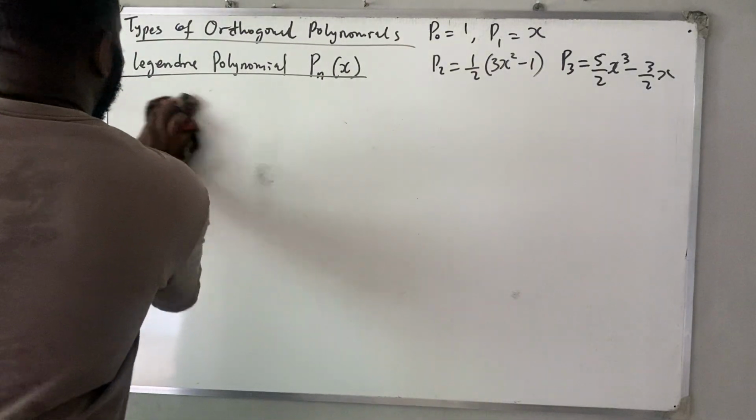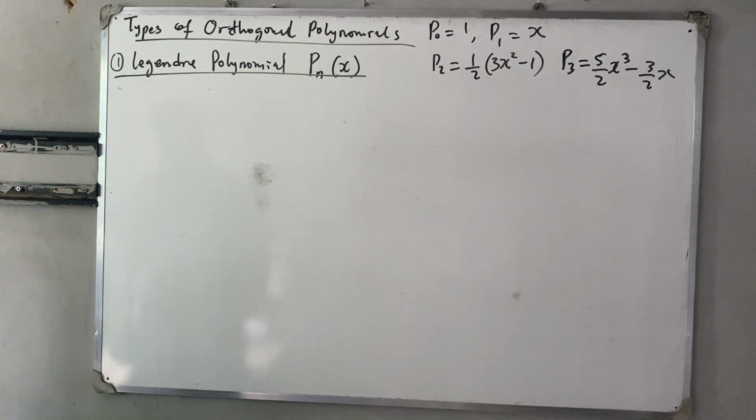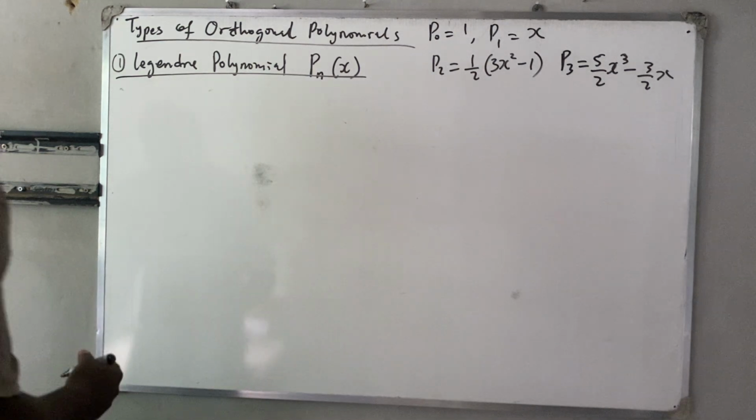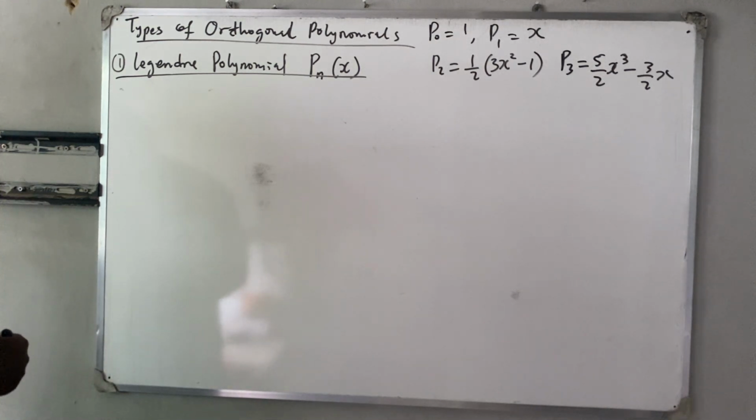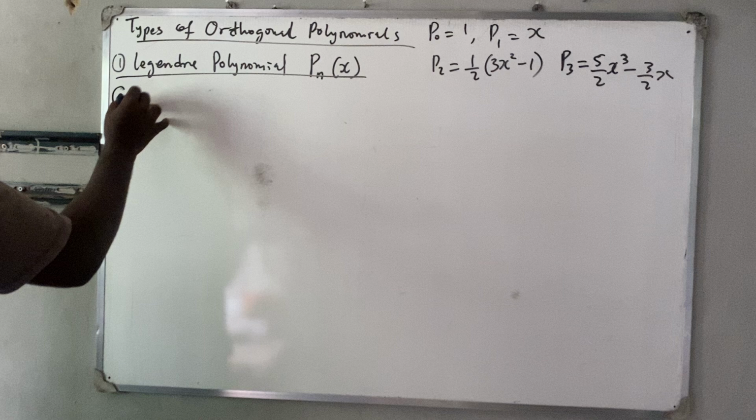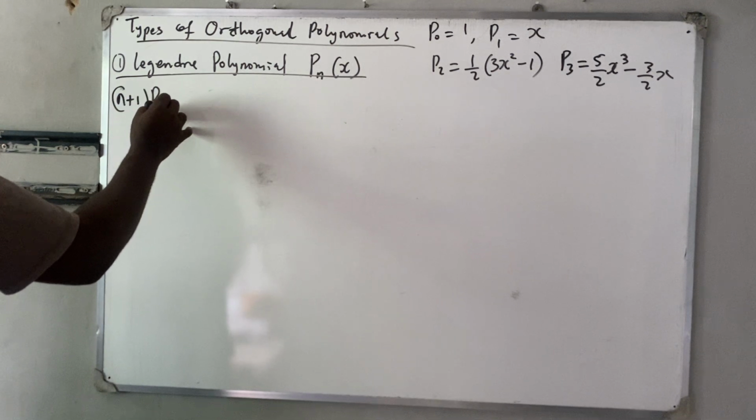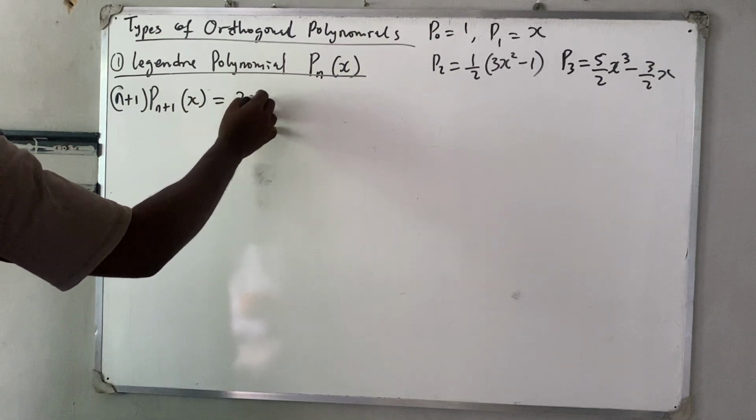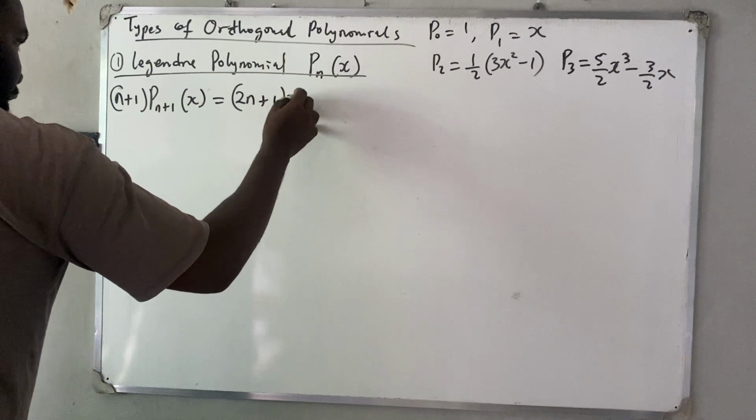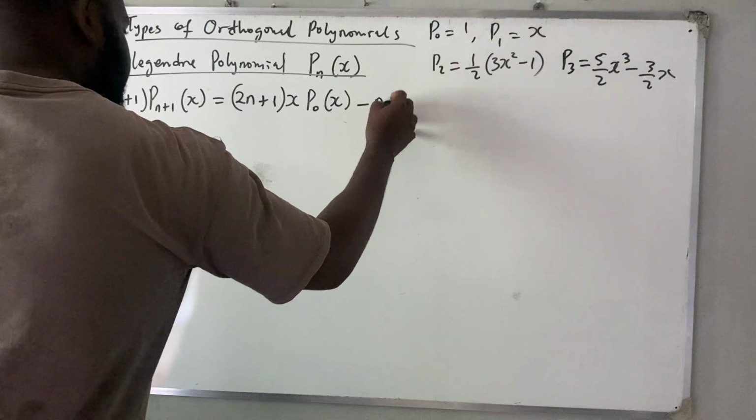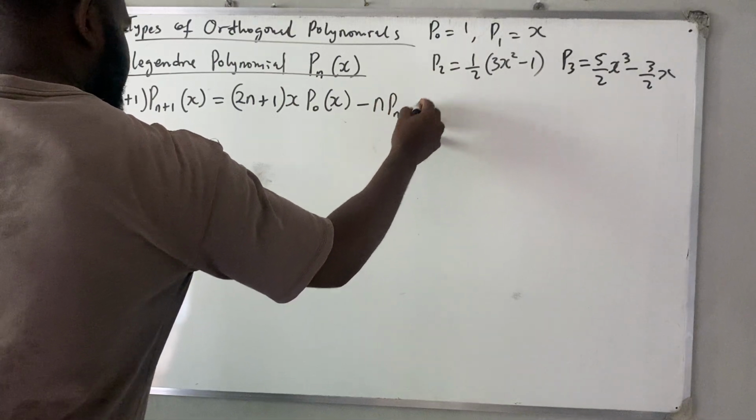So using the recurrence formula, let's try if we can get the answer using the recurrence formula, if the answer will be the same thing. So let us use the recurrence formula. The recurrence for Legendre says n plus 1 P n plus 1 of x is equal to 2n plus 1 x P n of x minus n P n minus 1 of x.